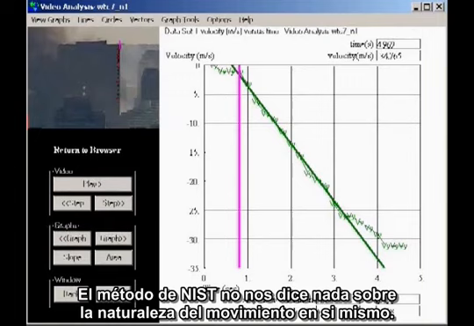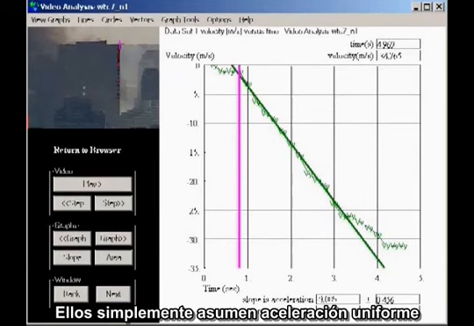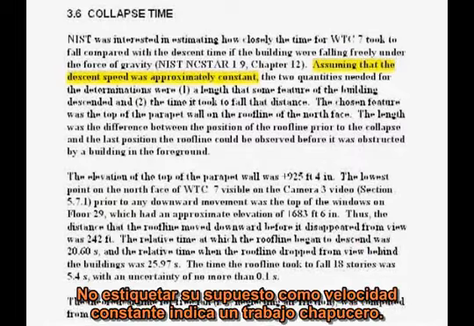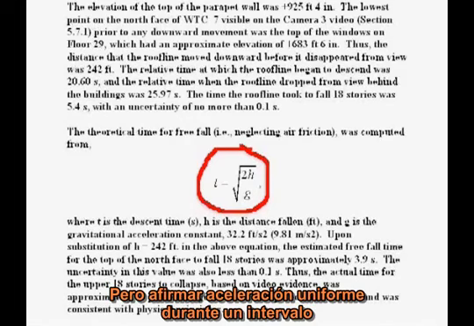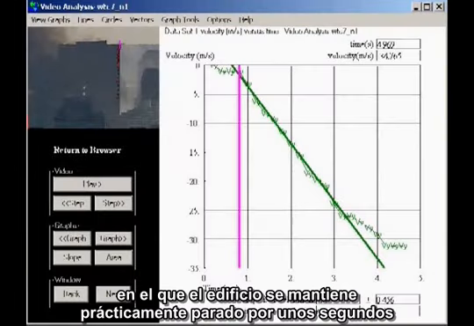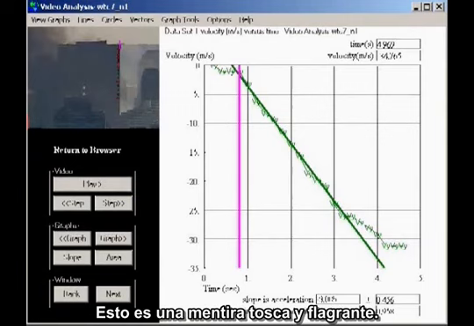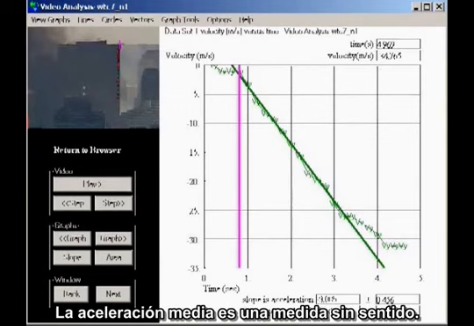This method tells us nothing about the nature of the motion itself. They merely assume uniform acceleration over a time interval in which it is clear that the acceleration is not uniform. Mislabeling their assumption to be constant speed indicates sloppy work, but asserting uniform acceleration for an interval where the building sits nearly motionless for several seconds, then drops for several seconds in freefall, is beyond incompetence. It is a crude, blatant lie. The average acceleration is a meaningless quantity.